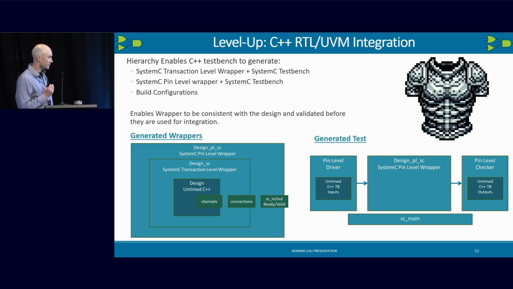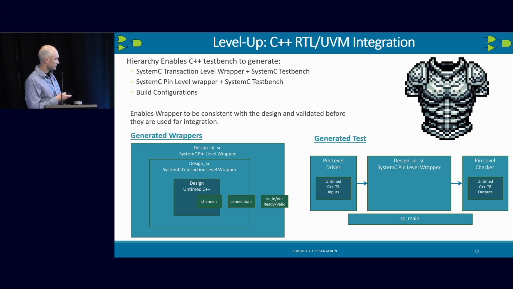So how do we level up this problem? Given the hierarchy that we talked about, we now have the information needed to generate the SystemC wrappers in order to enable integration with existing RTL as well as UVM or SystemVerilog test benches.